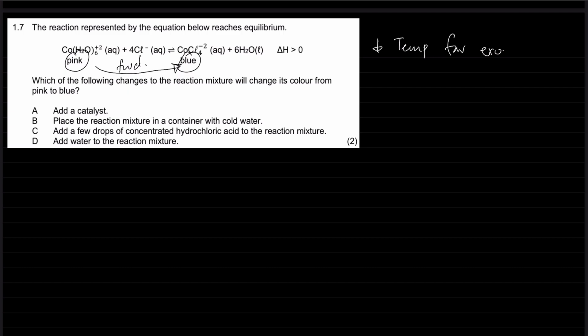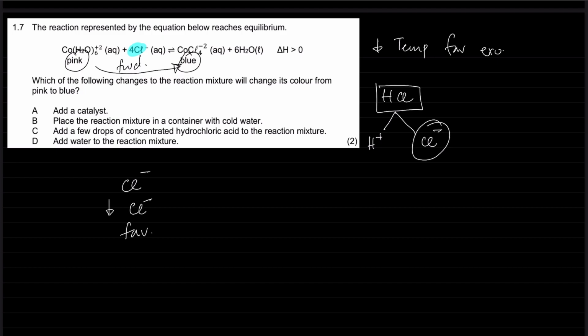C, add a few drops of concentrated HCl to the reaction mixture. Now, we may not see HCl in the reaction, but remember, HCl dissociates into H plus and Cl minus. So if you add HCl, it is as though you are adding Cl minus. Now, what happens if we add Cl minus? Remember that is a reactant. Adding Cl minus means the system will want to decrease the amount of Cl minus by favoring the forward reaction. And favoring the forward reaction would then change the color from pink to blue.